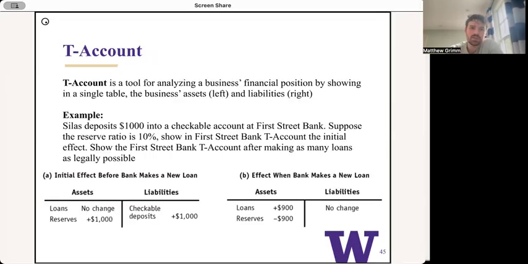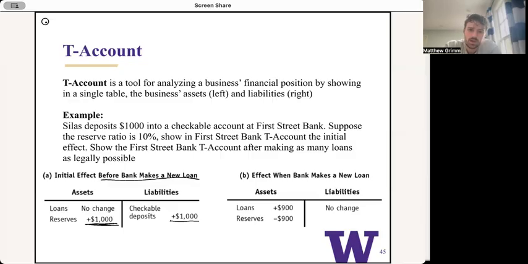Okay, let's talk about a T account. A T account is a tool for analyzing a business's financial position by showing in a single table the business's assets and liabilities. So for example, Silas deposits $1,000 into a checkable account at First Street Bank. Suppose the reserve ratio is 10%. Show the First Street Bank's initial effect, and show the First Street Bank after making as many loans as legally possible. Okay, so the initial effect, before the bank makes a new loan, is that they now have reserves of $1,000, right? Because I just gave them $1,000, so that goes into the reserve, which is an asset. Their liability is that they owe me that $1,000 whenever I want it.